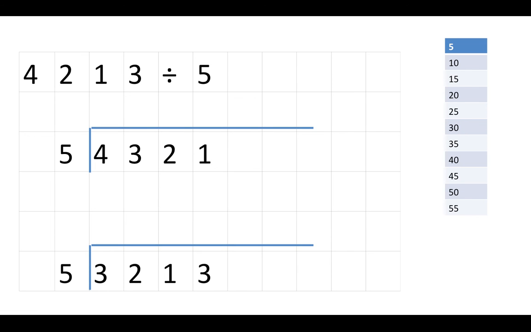Okay, let's try a couple more of those. So 4,321 divided by 5. Let's see what happens. How many 5s in 4? None. Move the 4 along. How many 5s in 43? Well, the highest I can go is 40, so that would be 8, and the remainder is 3. How many 5s in 32? Well, the highest I can go is 30, which is 6, and the remainder would be 2. How many 5s in 21? The highest I can go is 20, so the answer would be 4, and I've got a remainder of 1. How many 5s in 10? 2. Pause the video and have a go.